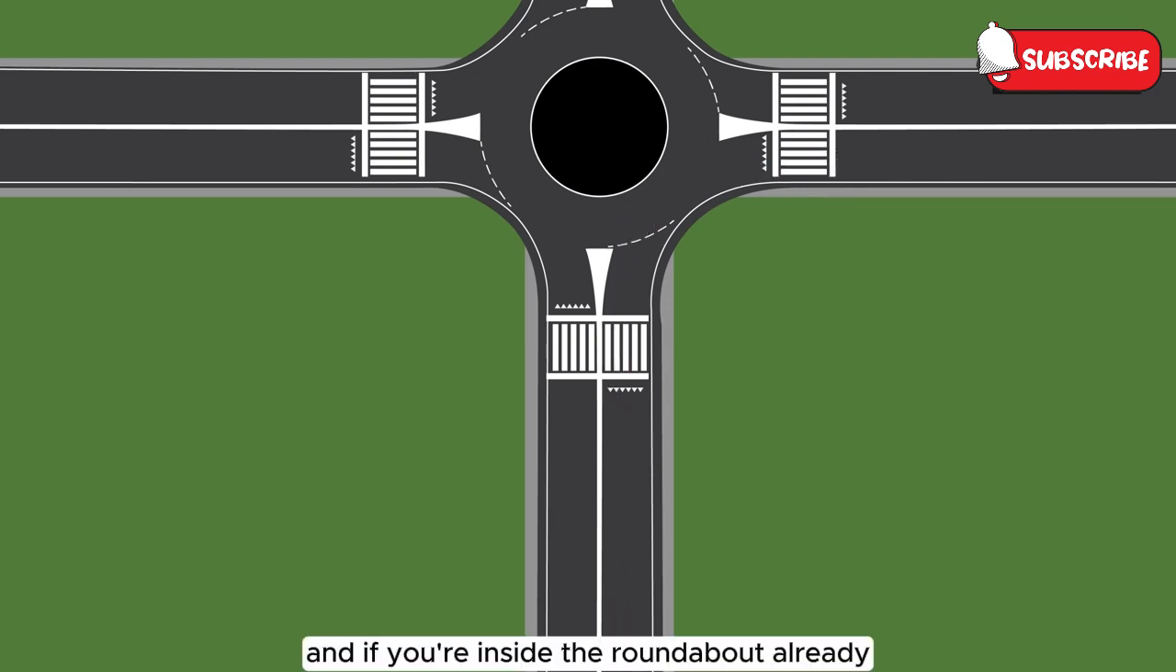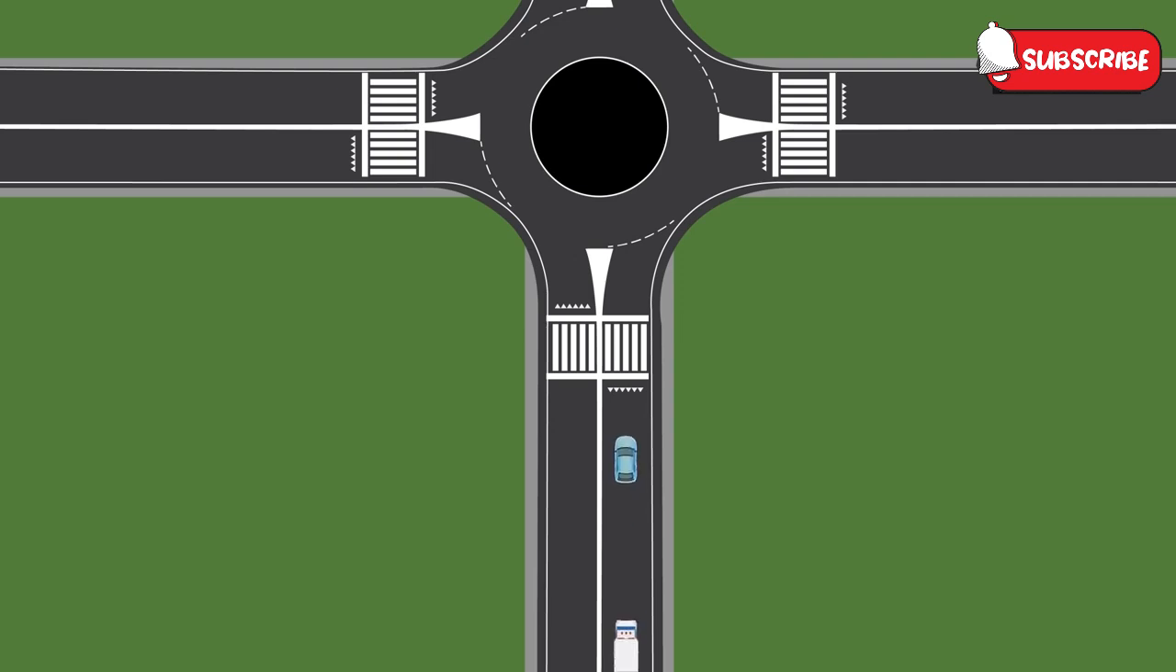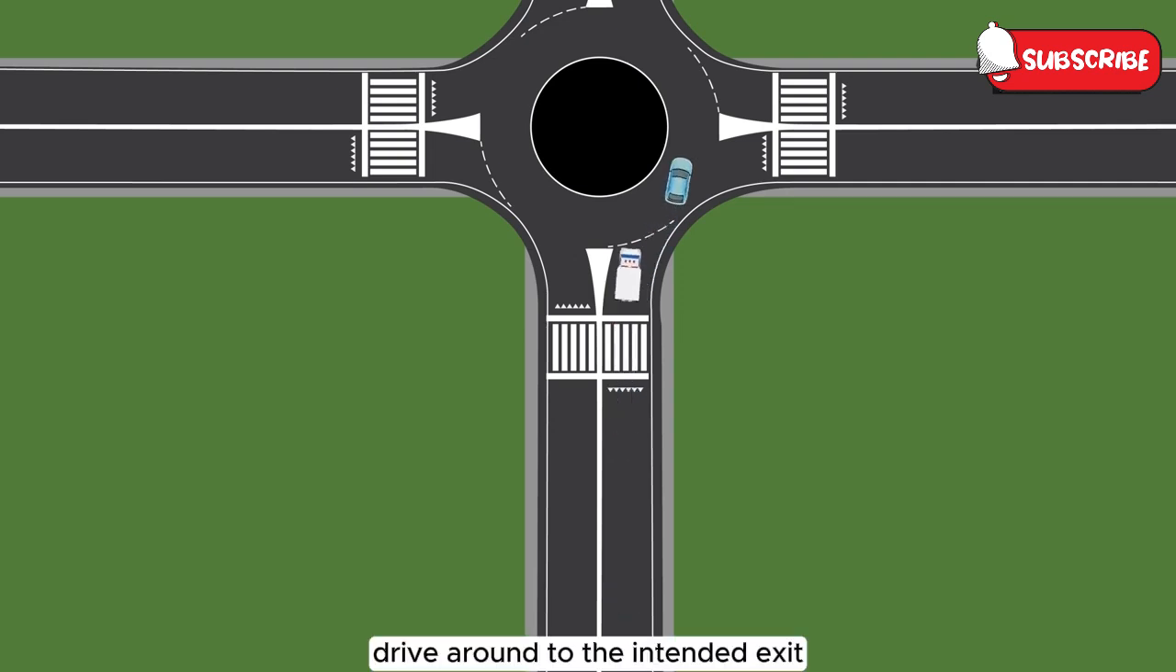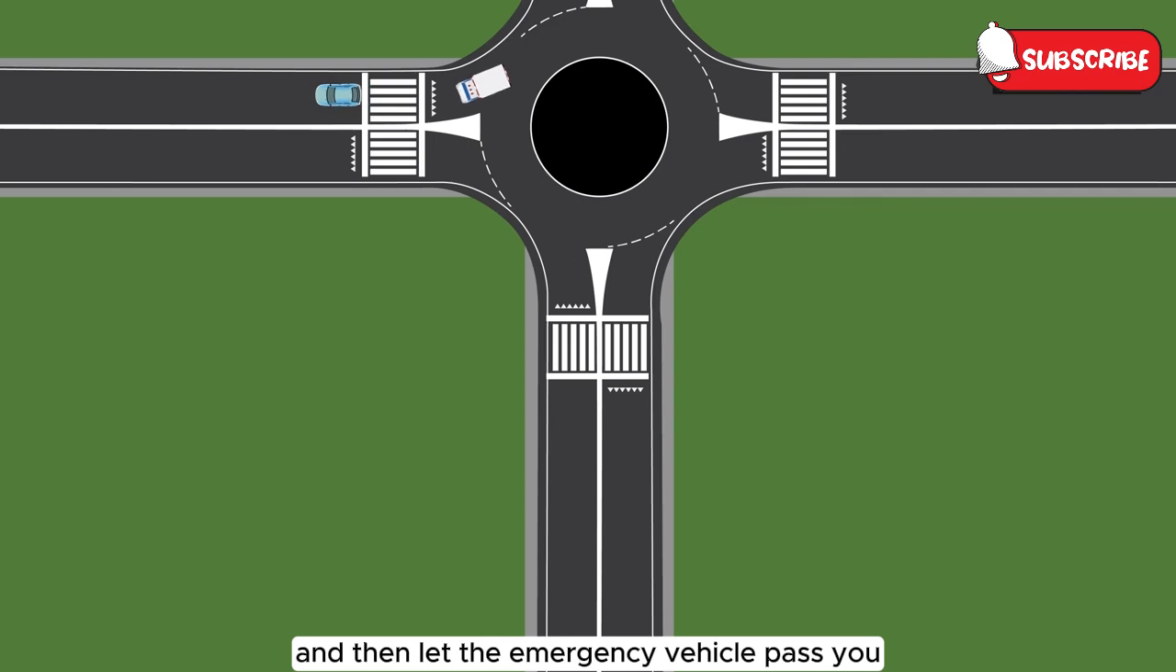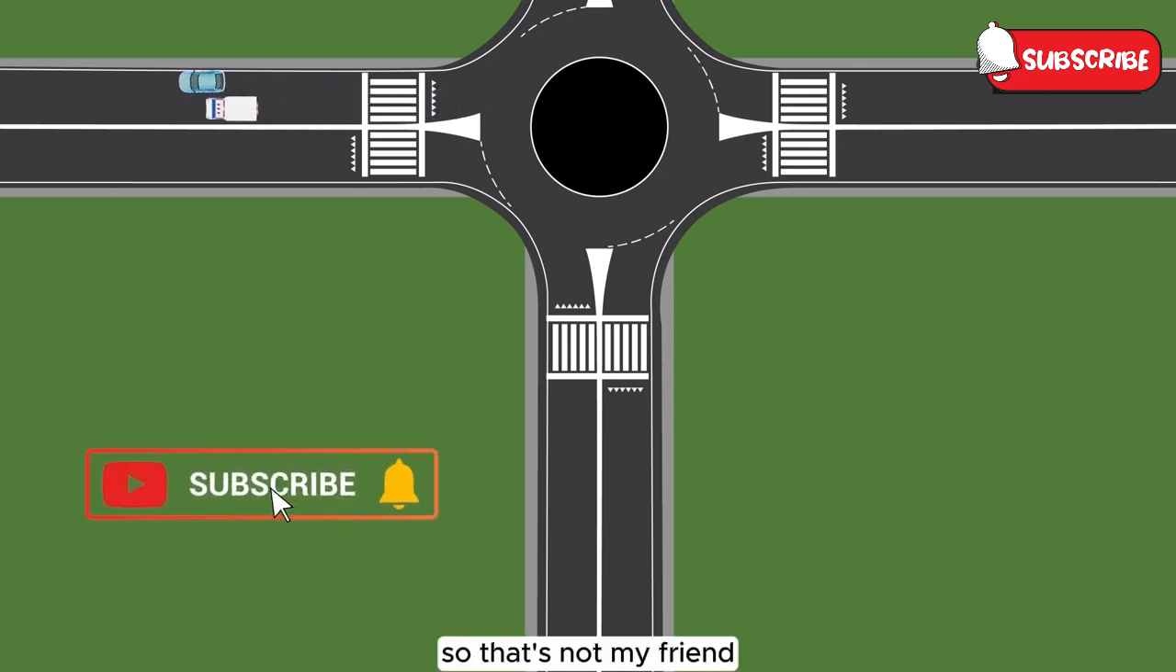And if you're inside the roundabout already, then do not stop inside the roundabout. Drive around to the intended exit, leave the roundabout completely before you pull over to the right, drive up a little bit, and then let the emergency vehicle pass you. So that's that, my friend.